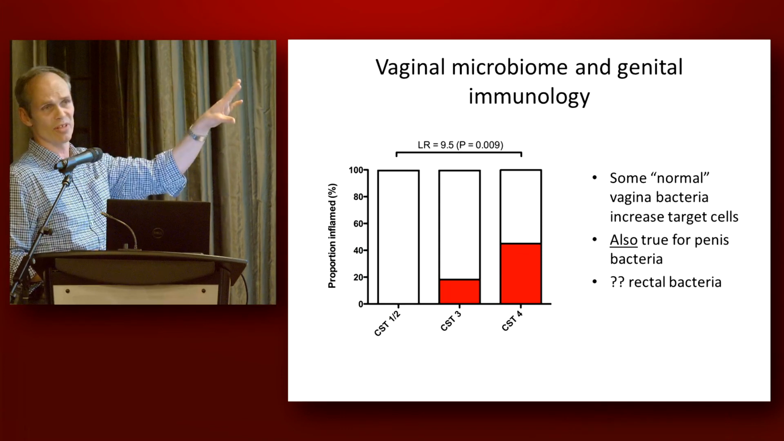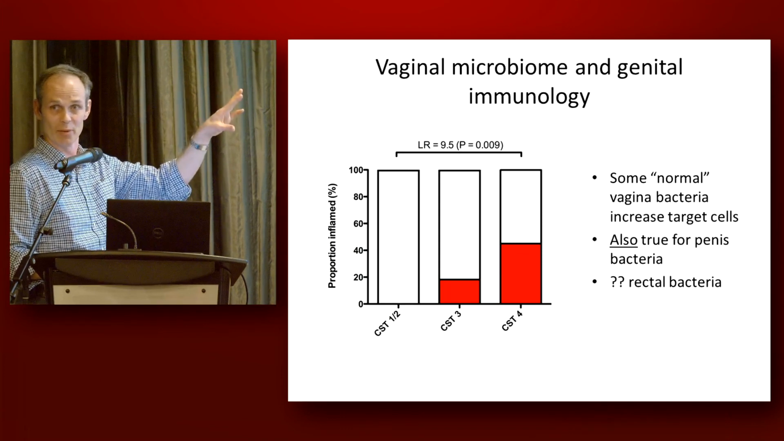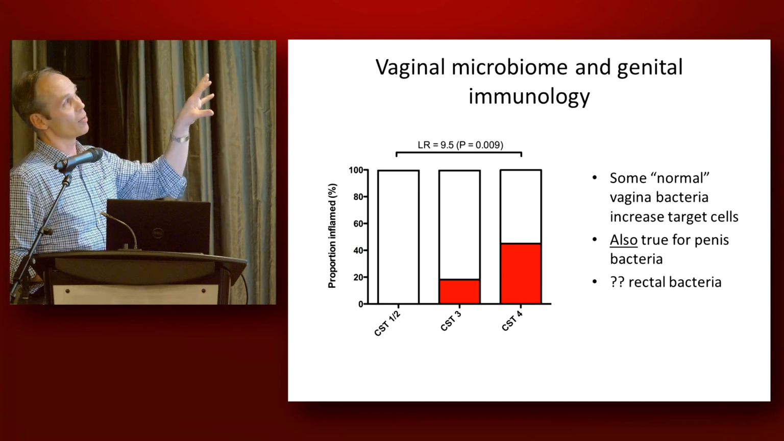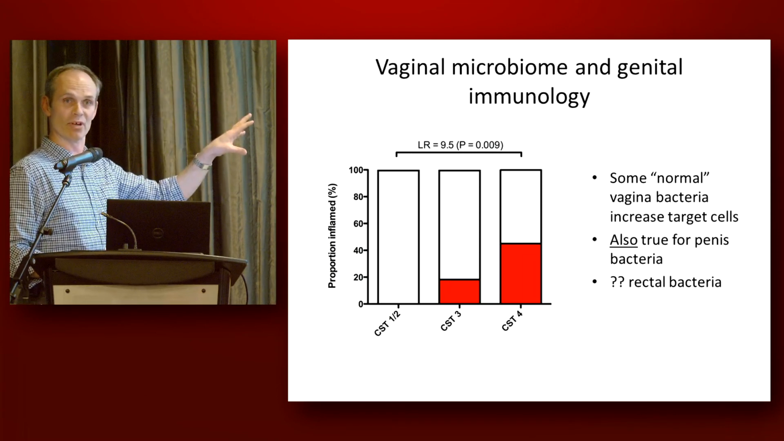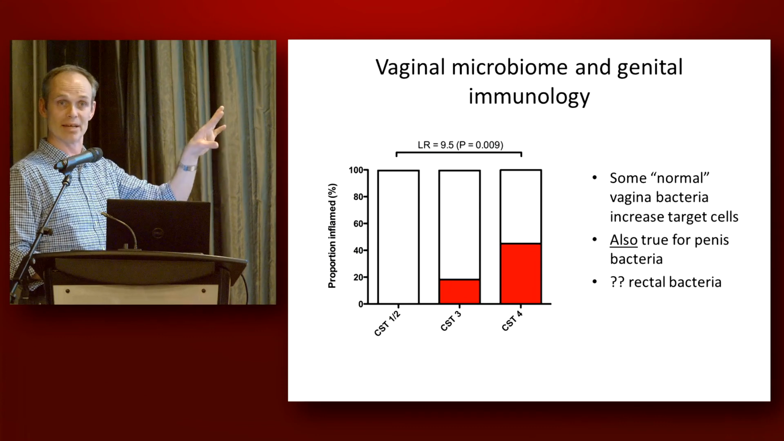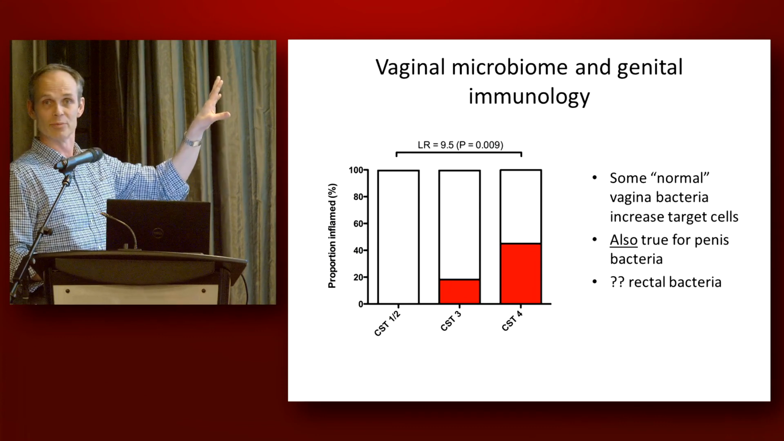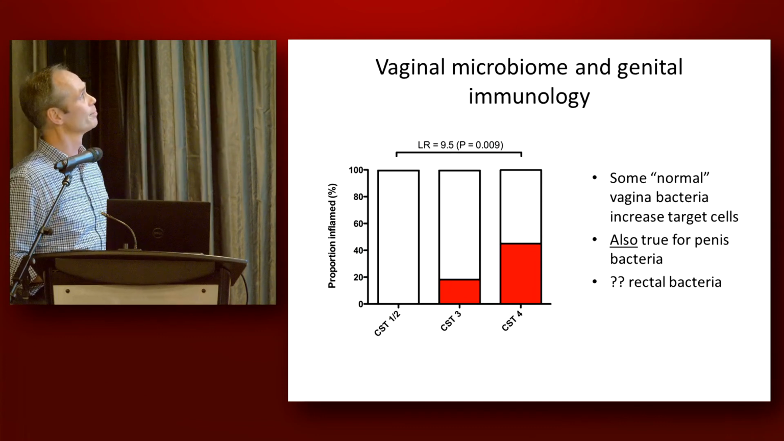Exactly the same thing holds in the penis. We look at the penile microbiome, and the microbiome is an important predictor, both in the female genital tract and on the penis, of whether a man gets HIV. We don't know as much about the rectum yet, but studies are being done on that.